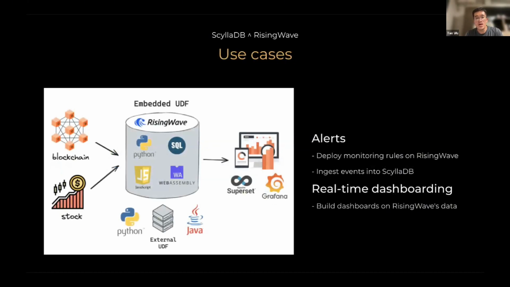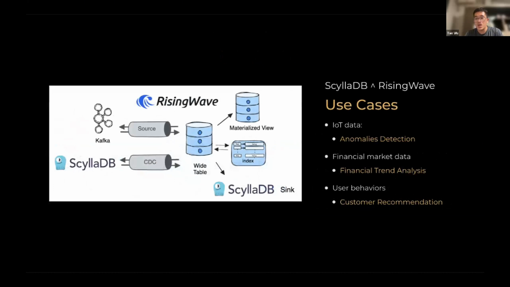But the integration doesn't stop here. RisingWave also allows you to sync data back into ScyllaDB. This is ideal if you have existing pipelines that already rely on ScyllaDB for querying. Instead of rebuilding everything from scratch, we can simply export data to ScyllaDB. This avoids the need for applications to modify their code.